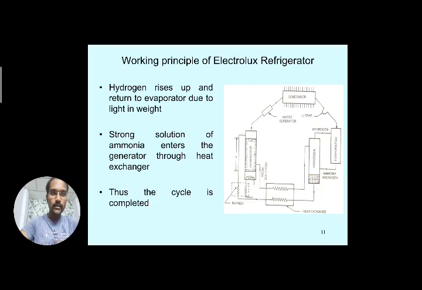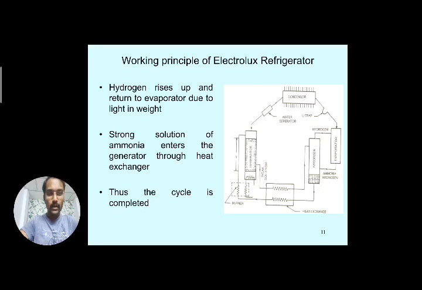The cost of the cooling system in the absorber is reduced, and the cost of the heating system in the generator is reduced. So both advantages are there by using the heat exchanger. Now again, the strong solution that entered the generator component undergoes the same process. The burner functions here, the vapors are generated again, and the cycle is repeated. So this is how you get the cooling effect in the evaporator component.